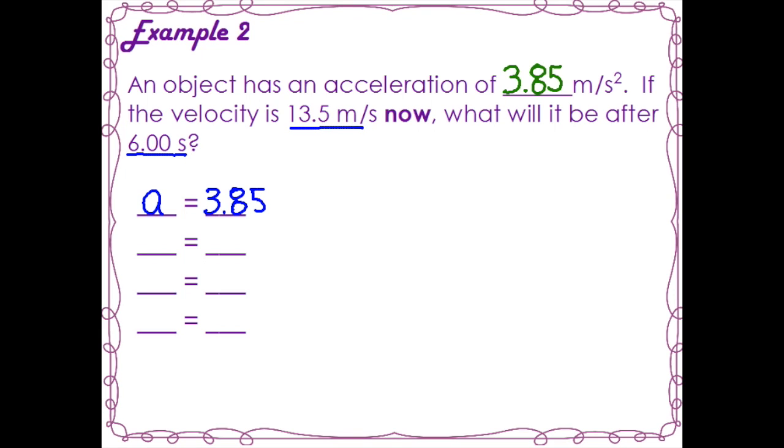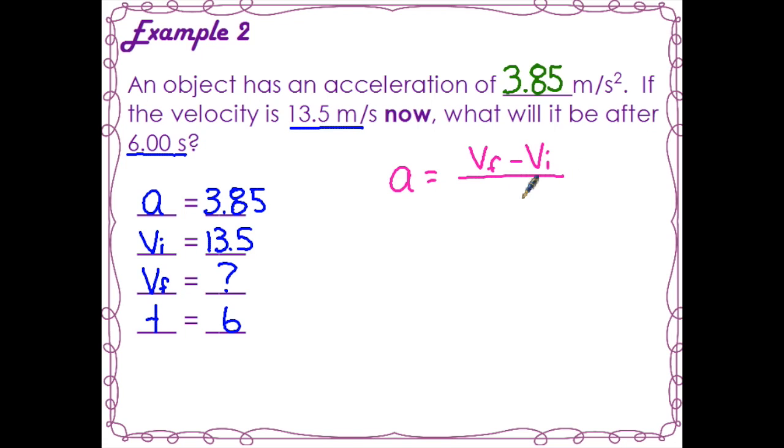So when the problem starts, it's 13.5, and I want to know what the velocity is at the end of the problem. That's my question mark. And the end of the problem ends after 6 seconds. So my time is 6. Look for the equation that has these 4 variables only. It's going to be the a equation. Plug in your numbers, lining everything up.